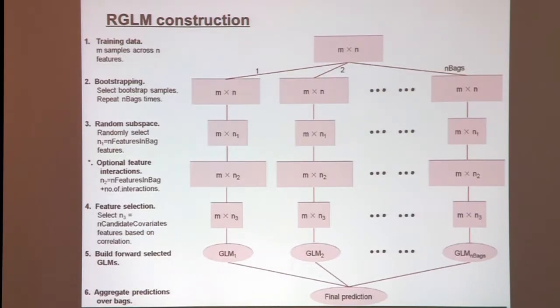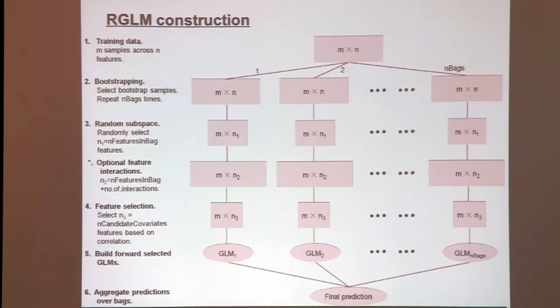So to go through the details of the random GLM construction, let's say you start with one big data set, let's say 100 subjects and 20,000 genes. How would we proceed? In step number 1, we do this bootstrapping. We apply the bootstrapping approach to generate, let's say, 500 bootstrap data sets. Now, in step number 3, what we do is we carry out what is known as a random subspace selection. And what does that mean?